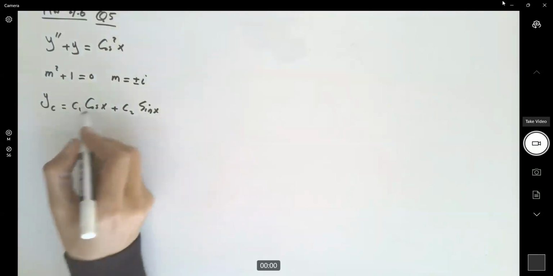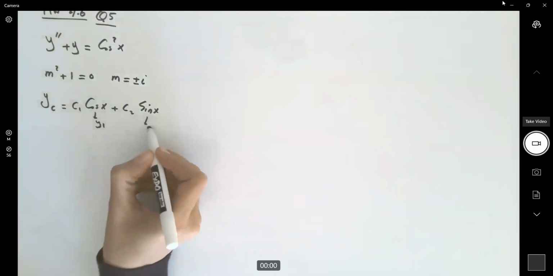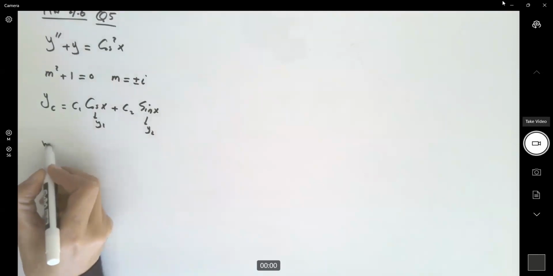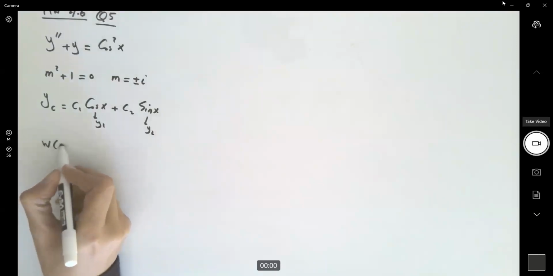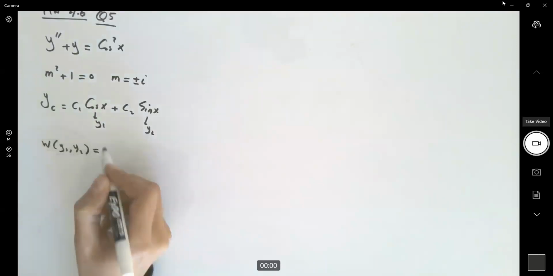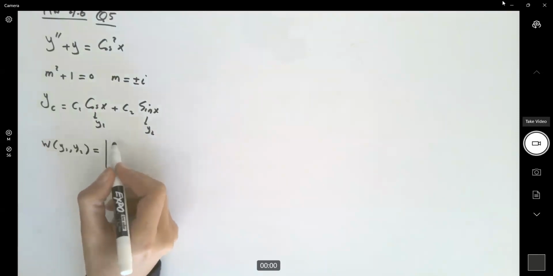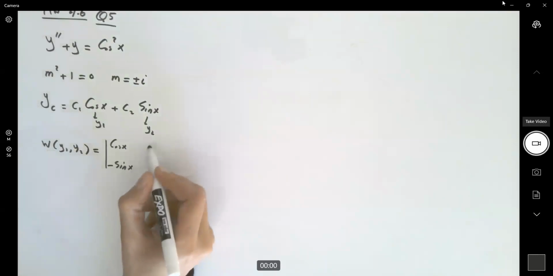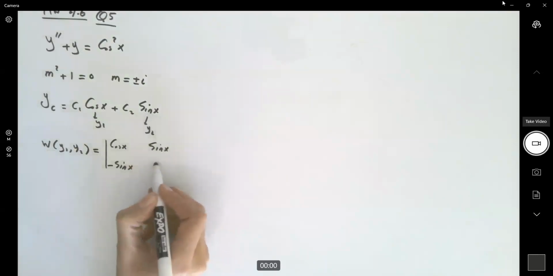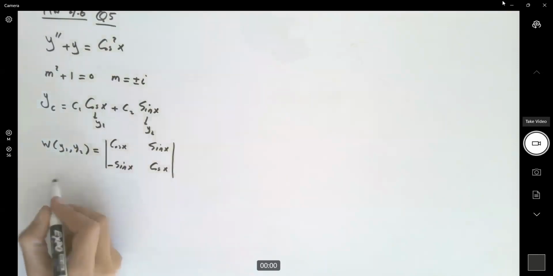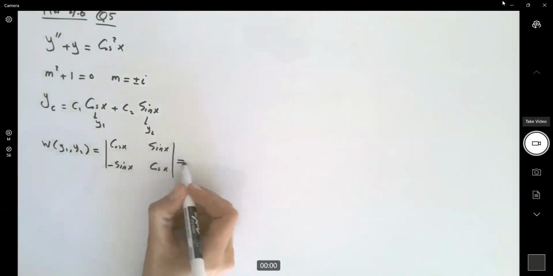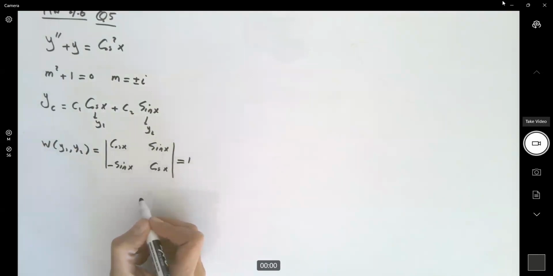From y1 and y2, we can find the particular solution. But first, we need to find the Wronskian of y1 and y2, which is equal to, well, here we have cosine x, its derivative, negative sine x, and sine x, and its derivative, which is cosine x. So the Wronskian becomes, as you can see, cosine squared plus sine squared, which is nothing but 1.